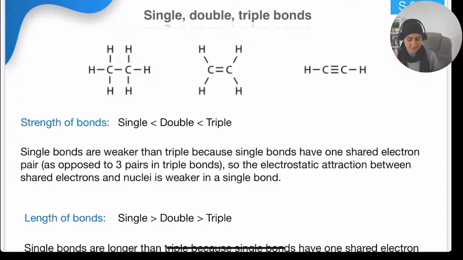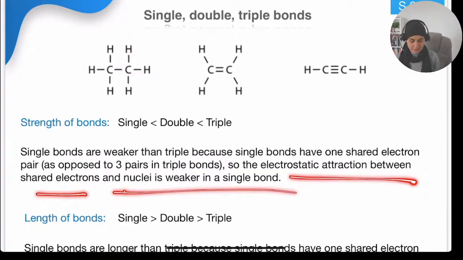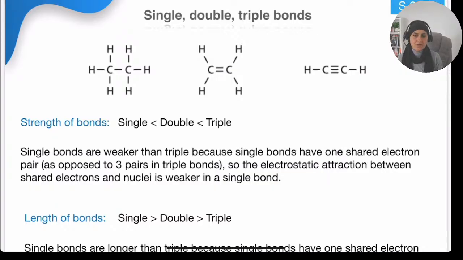Why? That's actually a new explanation for the new syllabus. So single bonds are weaker than triple because single bonds have one shared electron pair as opposed to 3 pairs in triple bonds, and so electrostatic attraction between shared electrons and nuclei is weaker in a single bond. So you always have to refer back to electrostatic attraction, right?